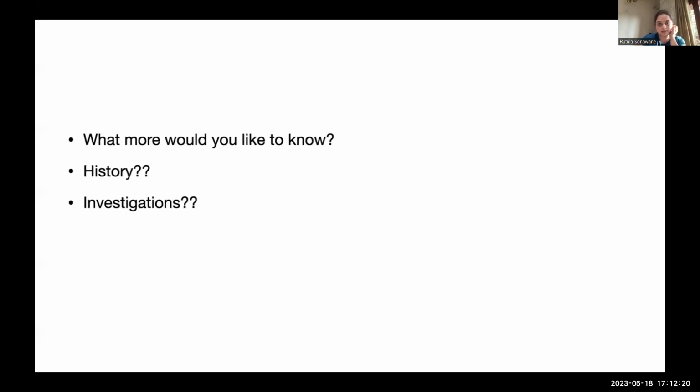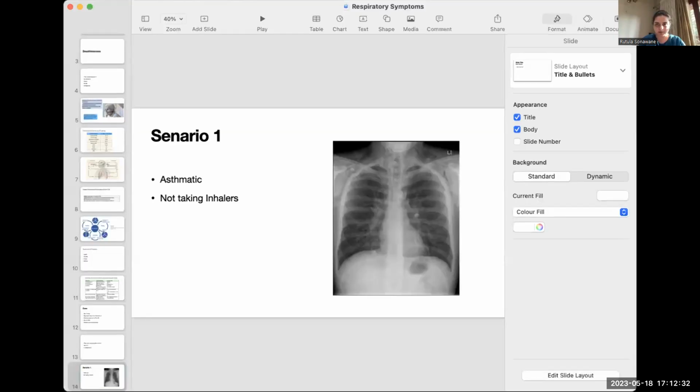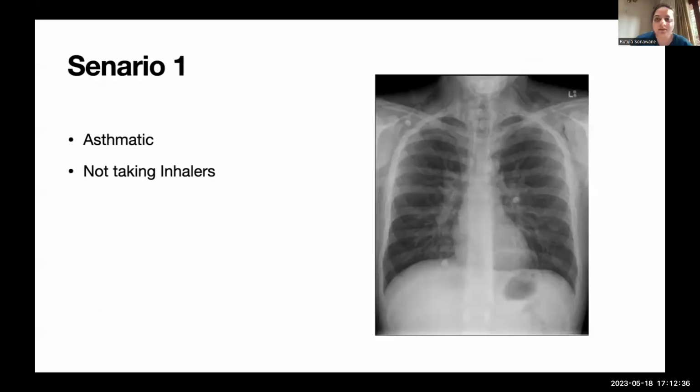Okay, so scenario 1: she has been an asthmatic and has not been taking regular medications. So this is what her X-ray looks like at the moment. Can you see the X-ray? Just give me a minute. Yeah, so this is what her X-ray looks like. So how would you manage this patient in case she has been an asthmatic and not taking her inhalers?